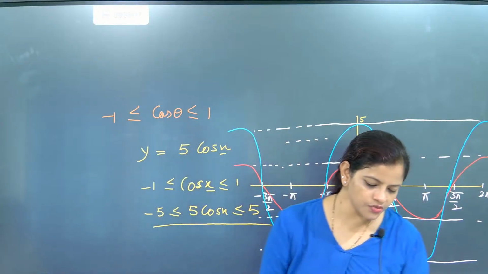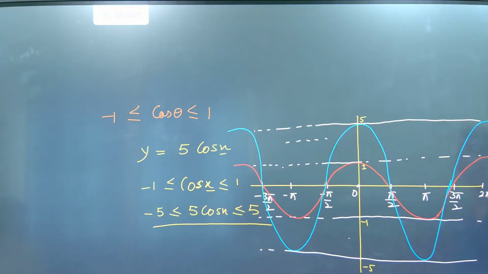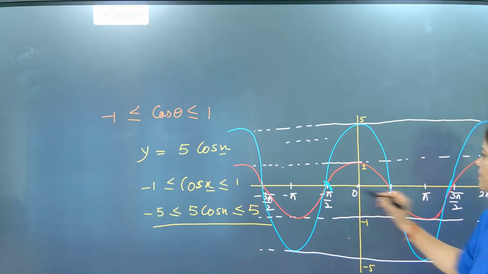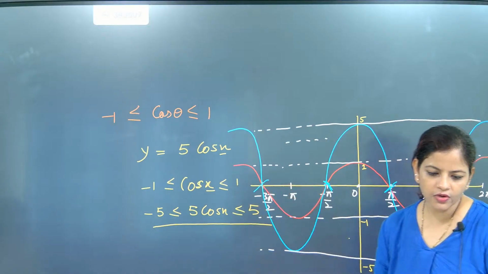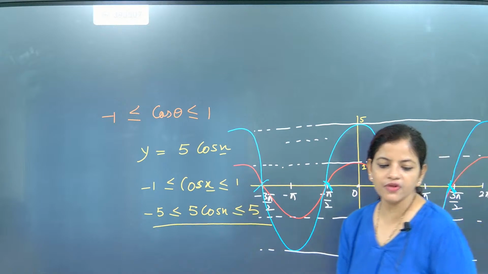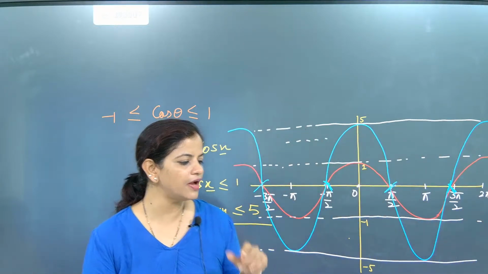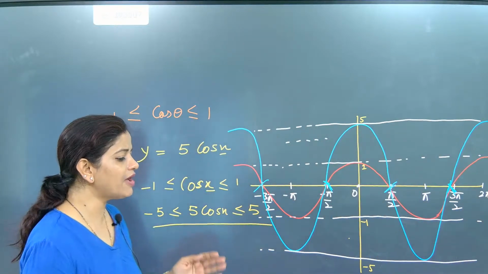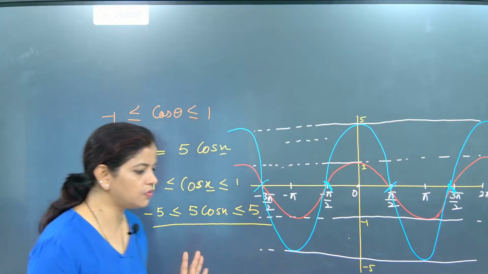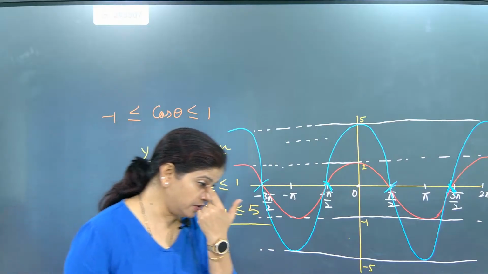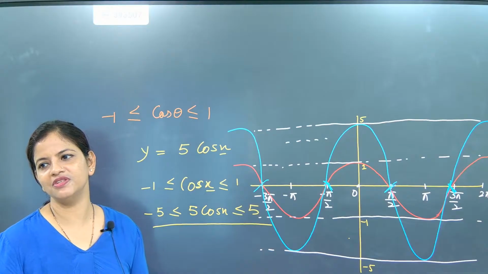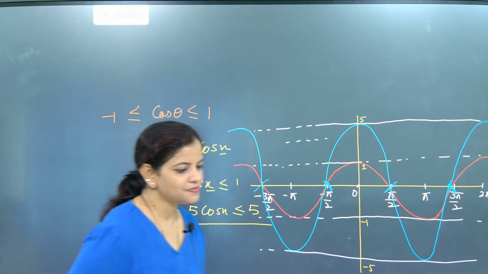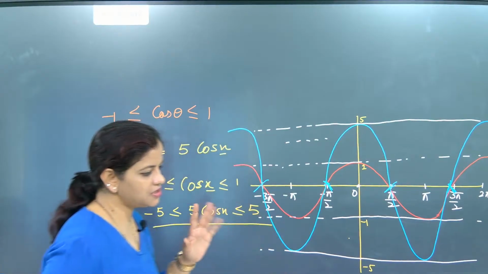Did you understand this one? Come on, say, children, did you understand this one? So you see the angles give you the same values. Only one thing will be changed, and that is the minimum value and maximum value. There are certain things we have to understand. The minimum value and maximum value will be changed. This is exactly the thing.